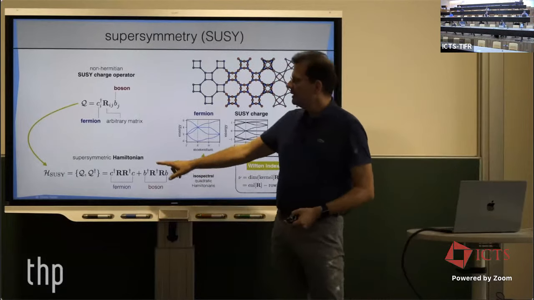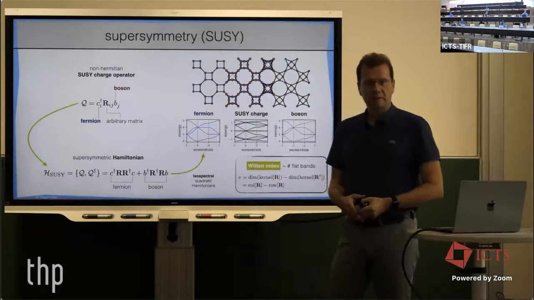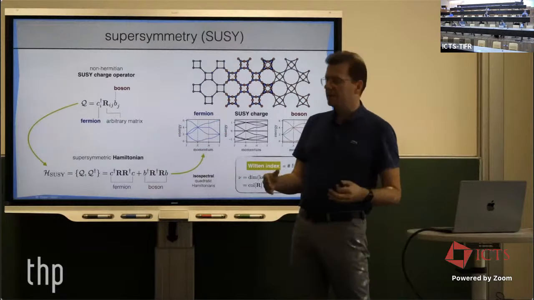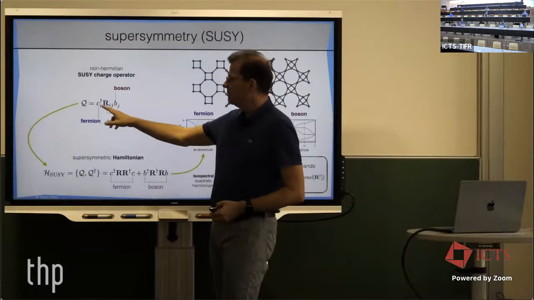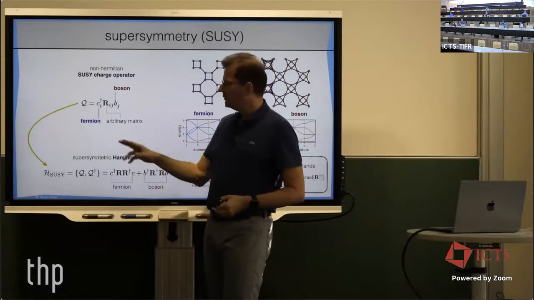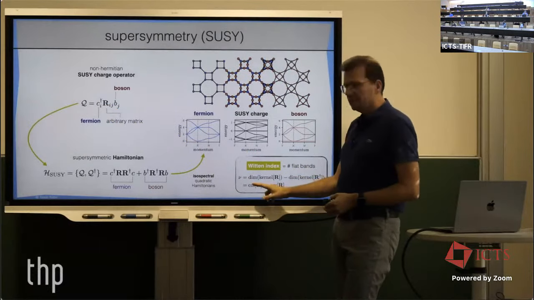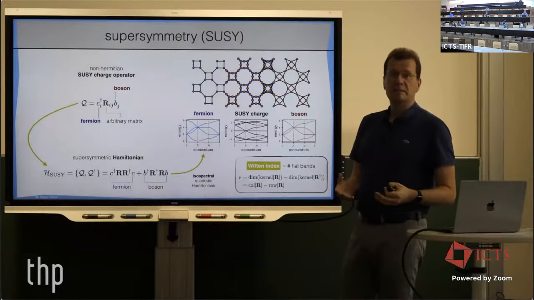If we look at the matrices, we look at the shape of the matrix R. If it's a square matrix, that Witten index will be zero. If it's a rectangular matrix, if there is a mismatch in the number of bosonic and fermionic degrees of freedom, it will be rectangular. And then the difference between columns and rows will be the Witten index.